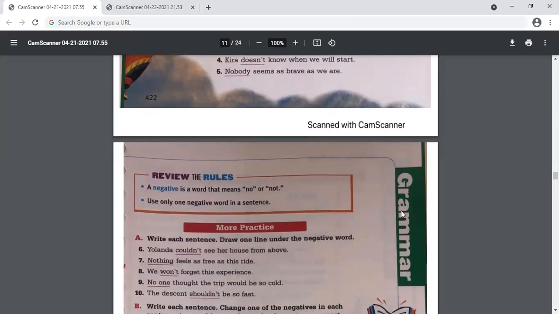Number 9, no one thought the trip would be so cold. No one is the negative word. Number 10, the descent shouldn't be so fast. Shouldn't here is a negative word because this is the contraction for should and not, so it means no.